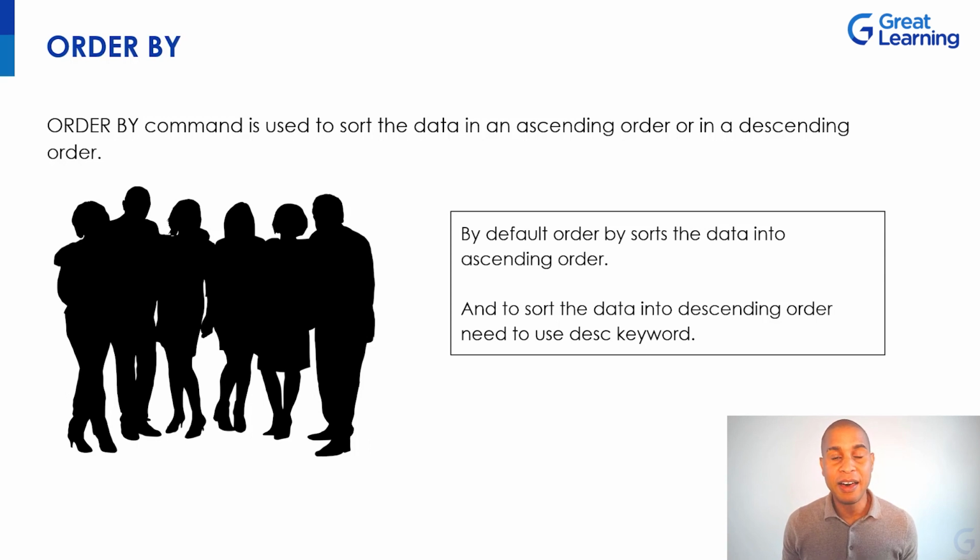Now, ascending usually allows us to sort the data in an ascending fashion, and then descending also requires a keyword after the order by, and then we specify which column we also want that to be ordered by. So let's look at that in practice.